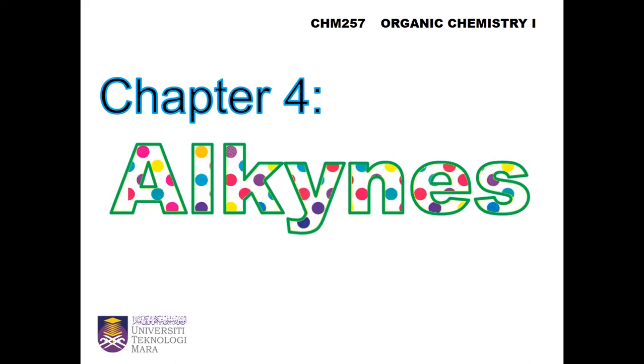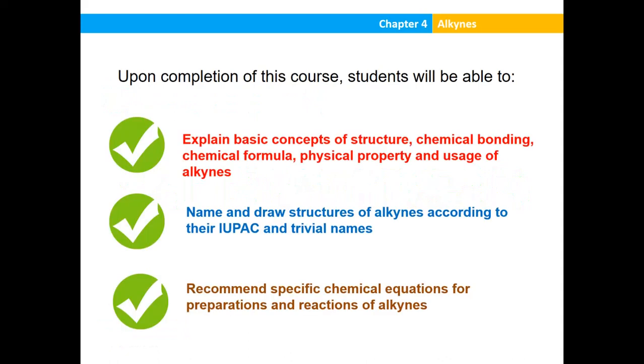Today we'll continue our lecture with chapter 4, which is alkyne. Upon completion of this course, a student will be able to explain the basic concept of structure, chemical bonding, chemical formula, physical property and usage of alkyne. Number 2, students should be able to name and draw structures of alkyne according to their IUPAC and trivial names. And number 3, students should be able to recommend specific chemical equations for preparations and reactions of alkyne.